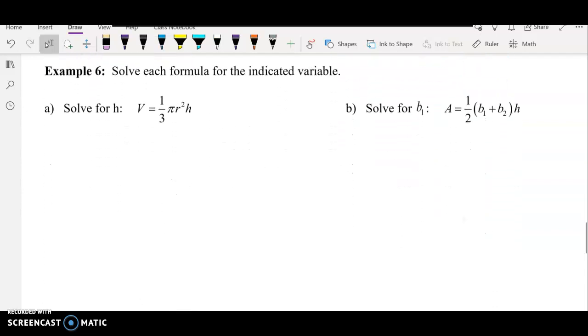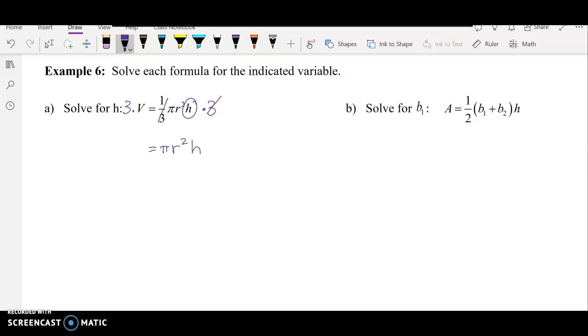Now, these last two, go ahead and try pausing the video and solving for the variable indicated, and then come back and listen to the explanation afterwards, so after you've tried it once. So for this one, we're going to solve for h. So we need to get everything else to the other side. And so what I'm going to do right now is I'm going to get rid of that fraction because a lot of times we don't like seeing that. So we're going to multiply by 3 on both sides to undo that 1/3.